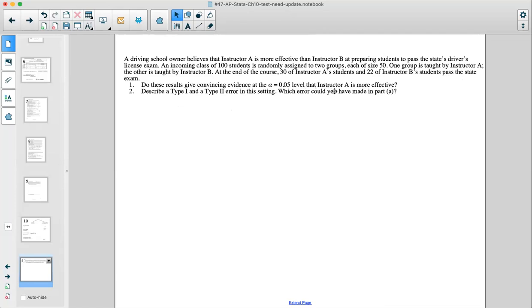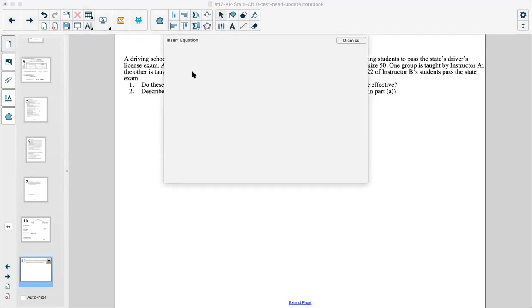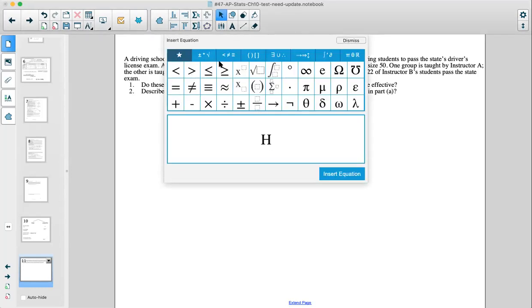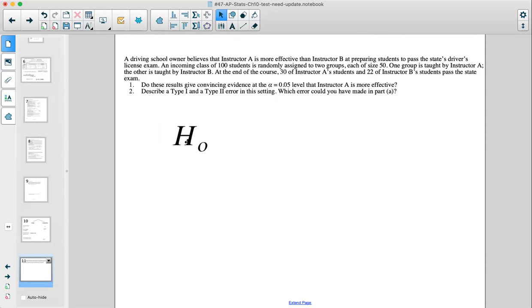So they assume instructor A is more effective. So it's a one-tail test, right? So null hypothesis and alternative hypothesis. The null hypothesis has a difference, right? So we have to assume there is no difference. So I write down here the alternative hypothesis.